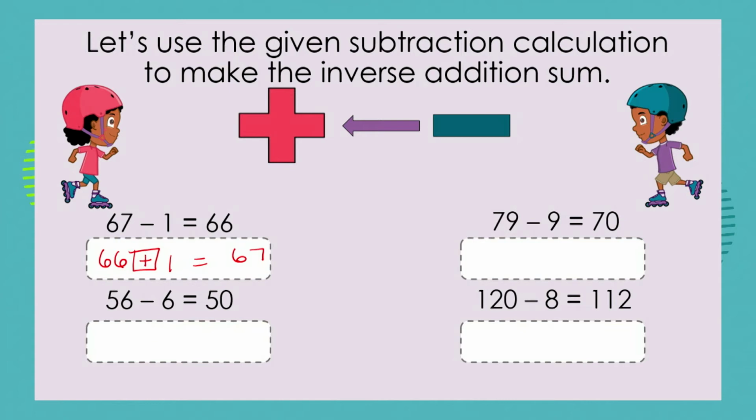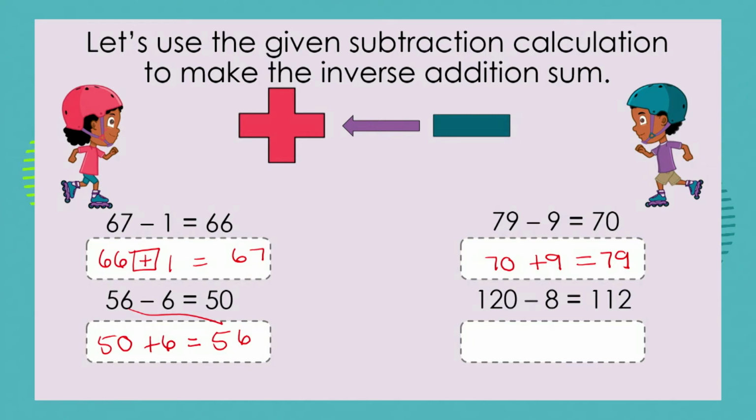With 79 minus 9, we can make it plus 9. And then we decide between 70 and 79. So 70 plus 9 gives us 79. Next up, we have 56 minus 6 equals 50. So we say plus 6 equals, we put our bigger number over here, 56, and our smaller number, 50. So 50 plus 6 gives us 56.